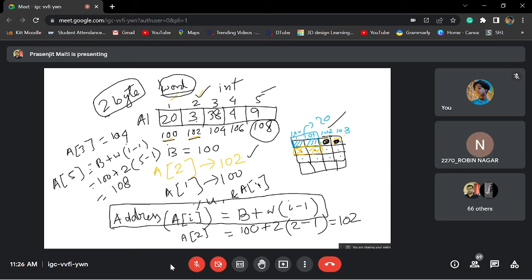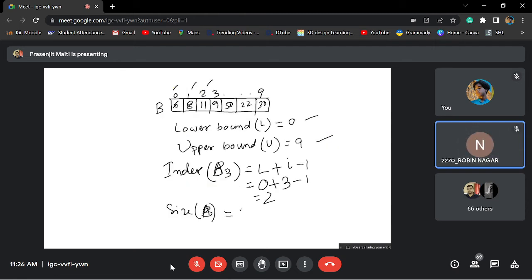Here L equals 1, U equals 5. So 5 minus 1 is 4. But here 1, 2, 3, 4, 5, total 5 elements. So U minus L is wrong. It is U minus L plus 1.